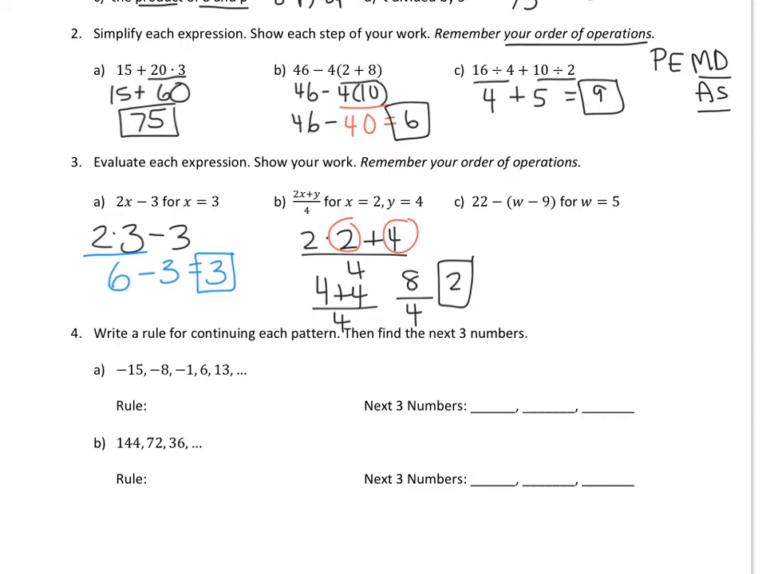In letter C, I do 22 minus parentheses w. So w is 5. 5 minus 9. Do my parentheses. 5 minus 9 is negative 4. So it's going to be 22 minus a negative 4. So 22 take away a negative 4 is going to be 22 plus 4, which is 26.